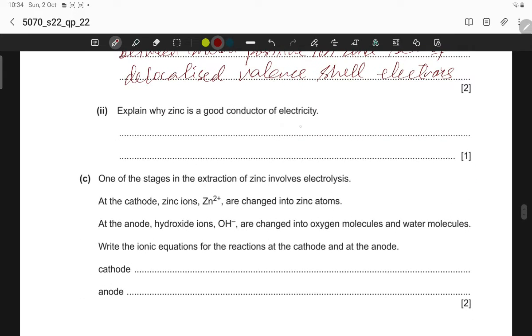Explain why zinc is a good conductor of electricity. Zinc has free moving electrons.